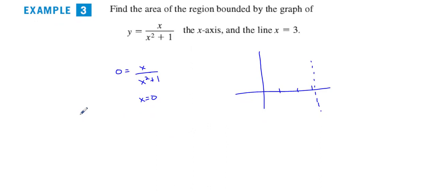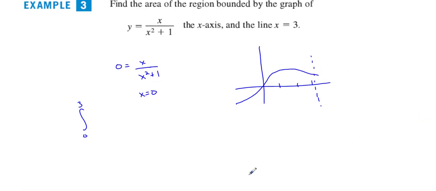Okay, so for us, this would be antiderivative 0 to 3 then, right? Left bound, right bound. I think the graph looks something like this. I'm not going to use my graphing calculator because then I won't be able to write on here, and I don't want to do that today. Okay, that'd be what? X over x squared plus 1 dx.